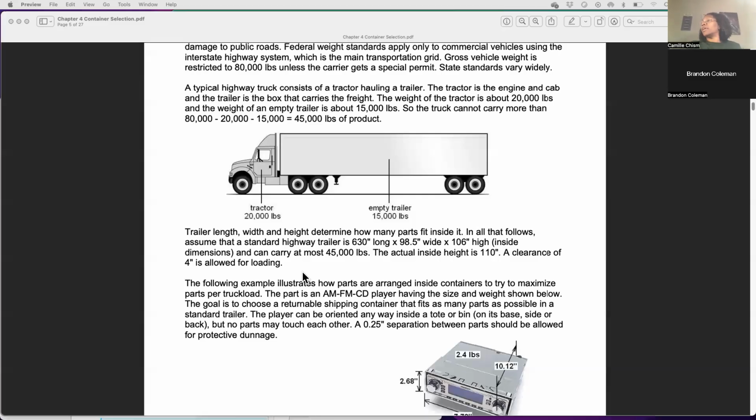Okay, so then next we're going to talk about, we talked about how you make a decision on which pack to use, getting an idea of how many parts fit in a pack, and then also looking at how you maximize. You want to maximize the trailer, you want to maximize the parts in the bin or the handheld tote to maximize the space on the trailer.